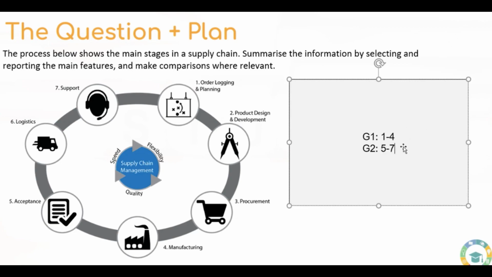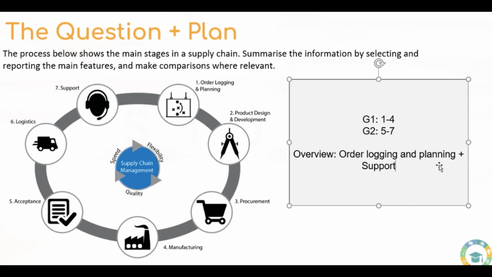For the overview, we simply need to state what the first and last stages are. And I'll show you how to write that in a moment. But we've got order, logging and planning. And we have support. So that will be my second short paragraph, the overview, which I'll just quickly say what the first and last stages are. And you can do that for every kind of process question.